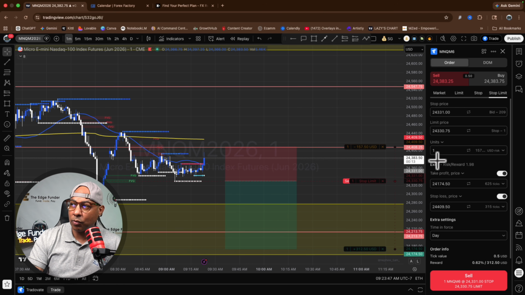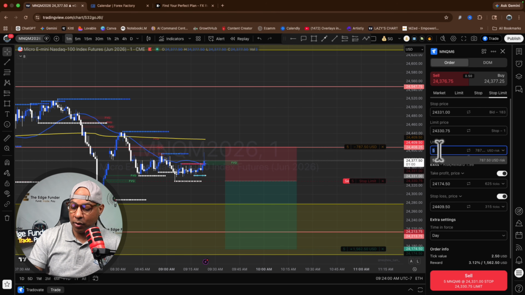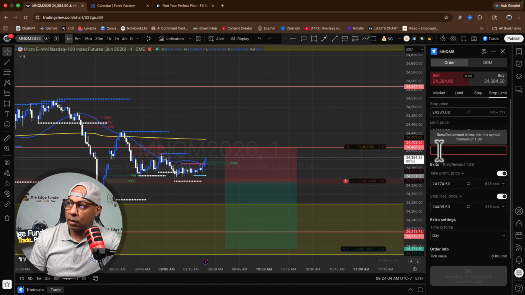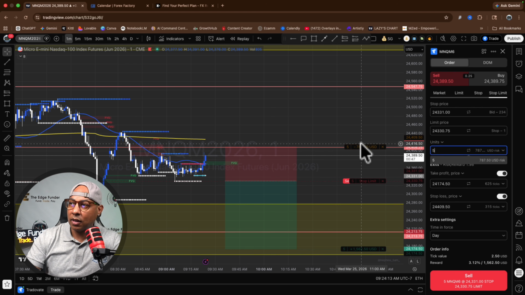So it has us in on one micro contract. So you can change this. We're going to change it to 5. All right. And as you can see, all these other ones changed to 5. And it also changed the dollar amounts associated with it because we have what? More contracts. So if we do 1, it changes it. Let's say we do 2, it changes it. 3 contracts, it changes it. 4, it changes it. 5, so on and so forth. As you can see, all of these numbers are changing.